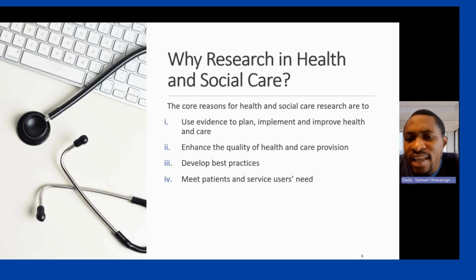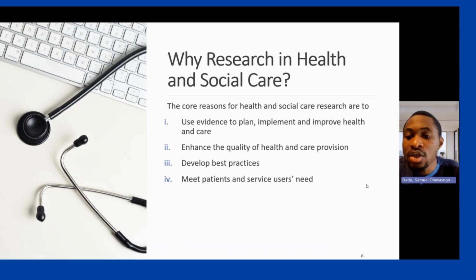Now, why is research in healthcare very important? And why do we even do research in health and social care? The core reasons for health and social care research are, number one, for us to be able to use evidence to plan, implement, and improve health and care. We want to be able to use research evidence to implement and improve the healthcare system. Nothing will be done based on guesswork. It's going to be based on research evidence. And of course, research in health and social care is done to enhance the quality of health and care provision and to develop best practices.